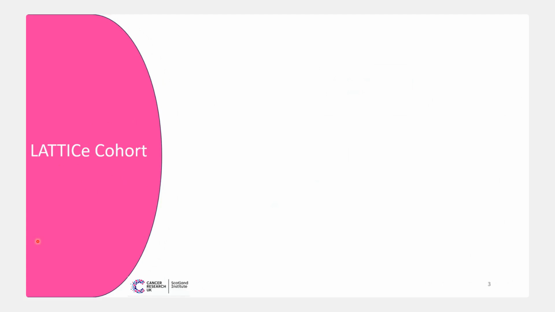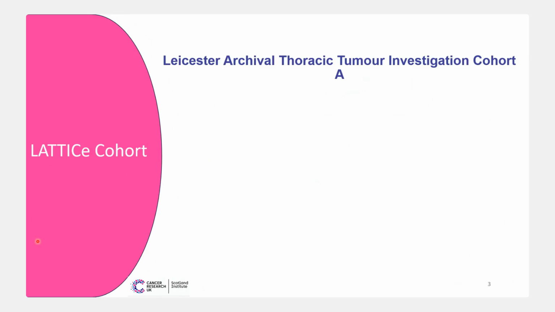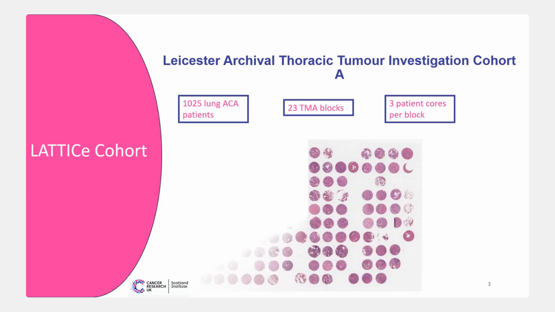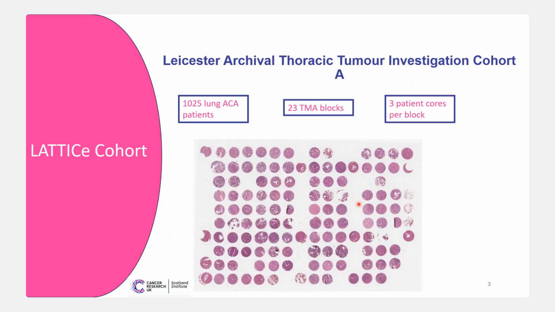So most of the tissues that we analyse are from our LATTICE cohort, specifically our LATTICE A cohort, which is around 1,025 lung adenocarcinoma patients across 23 TMA blocks, and each TMA has 3 cores per patient. So you can see here that the patients are in triplicate with the controls, so we can orientate it. And for each patient, we have sequencing data, we have all the H&Es, and we have resection samples as well. So we have a lot of information that we can use along with the Visiopharm data.